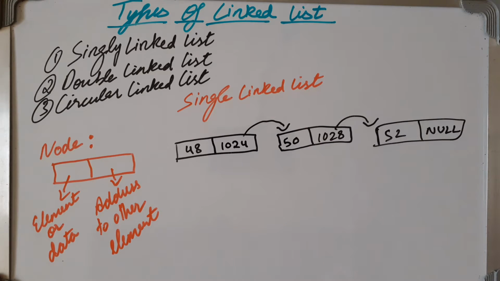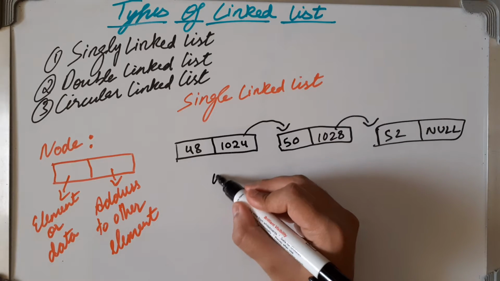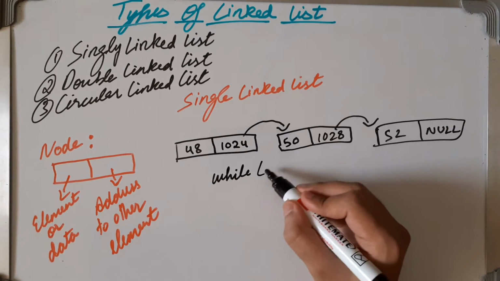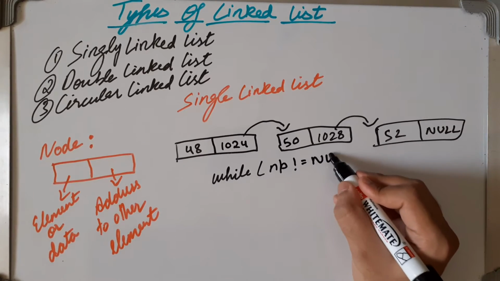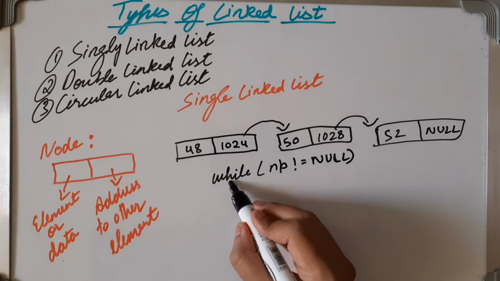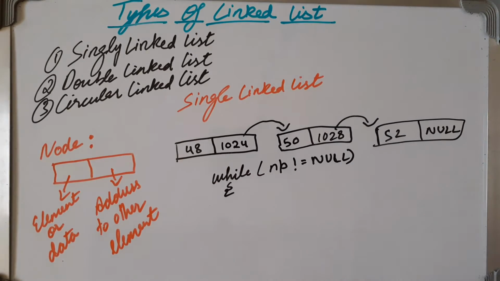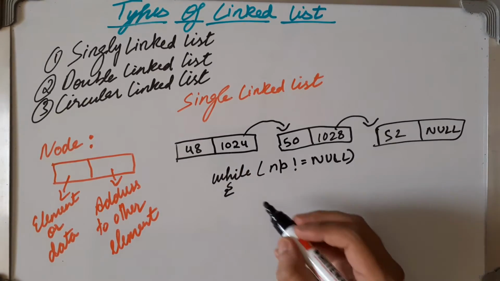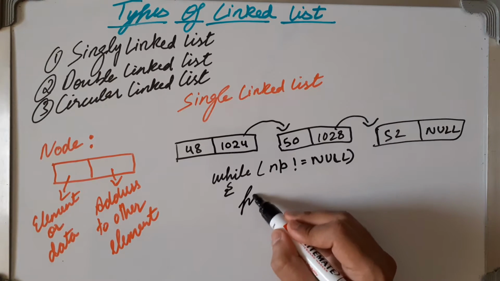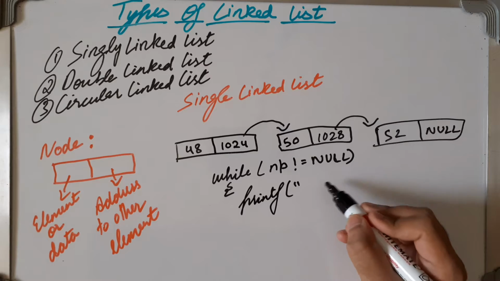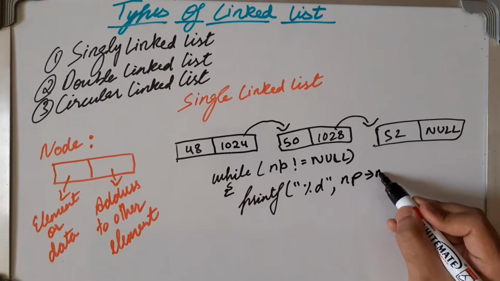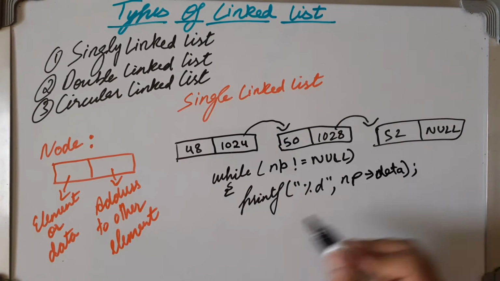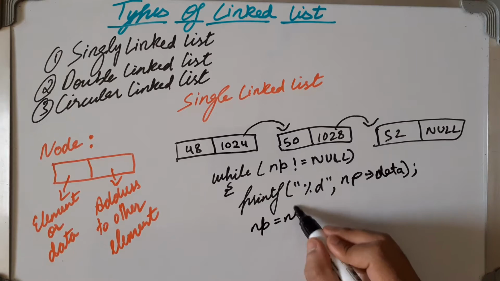Let us discuss how to display a single linked list. Suppose I have stored in node np. np is the node in which all of the linked list is stored, while np is not equal to null. Obviously we have the first address in head, we have in np the first address. So what will we do? We will use printf or cout, according to the language you are using for data structure. %d, you write np of data. It will display np of data, and then you will do np equals np of next.